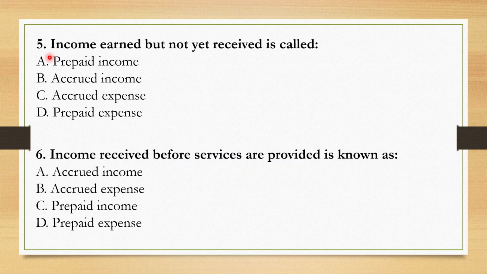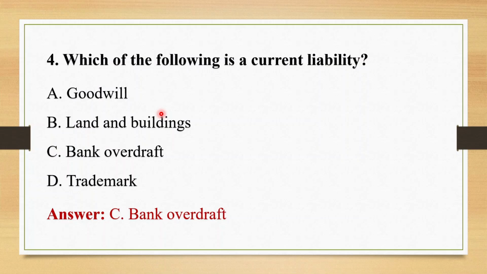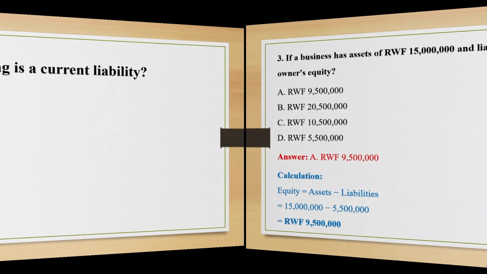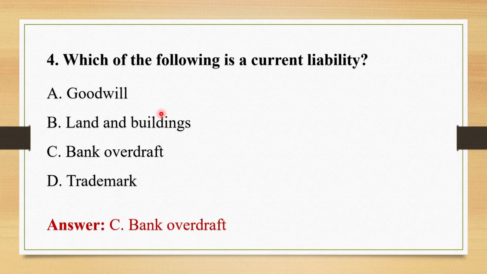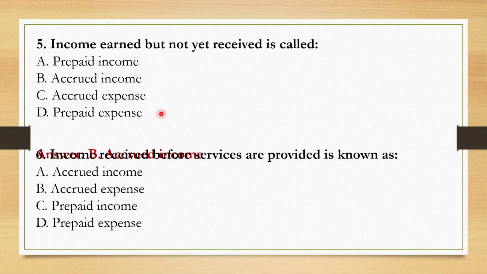So question number 5. Income earned but not yet received is called what? Prepaid income, accrued income, accrued expenses, prepaid expenses. What is your answer before I bring the answer? Yes, what is the answer? The answer is B, the accrued income.